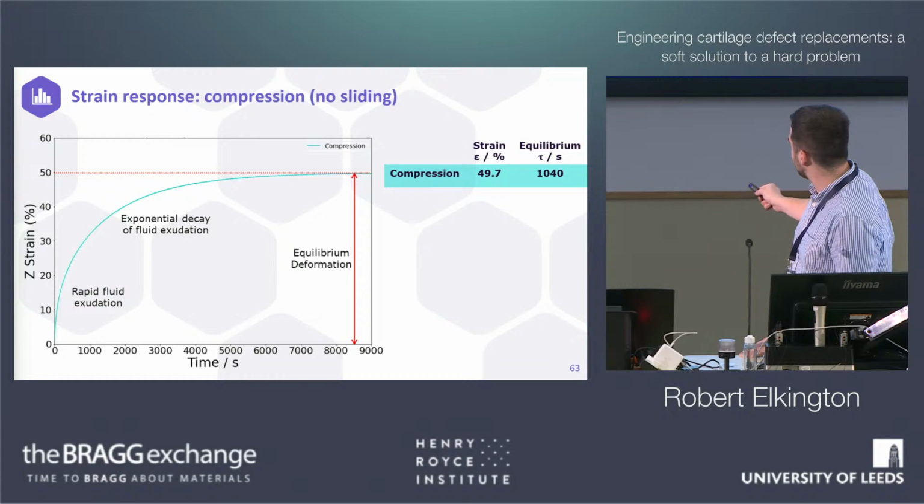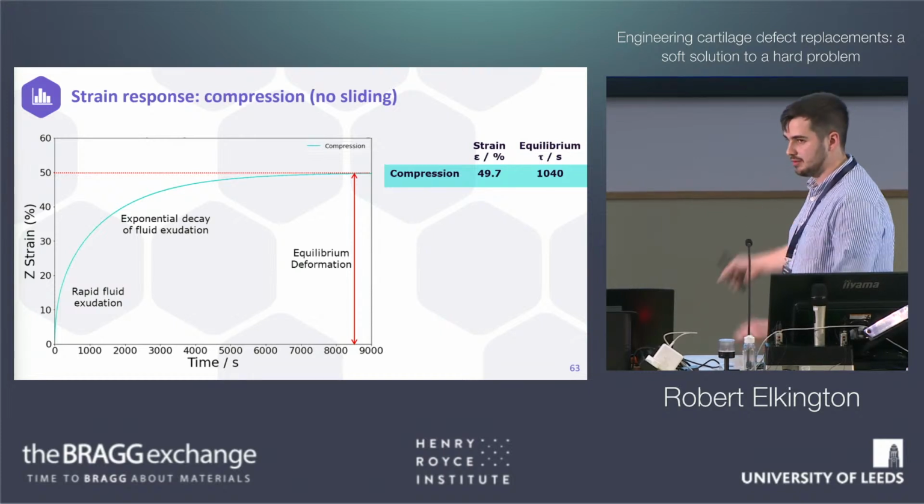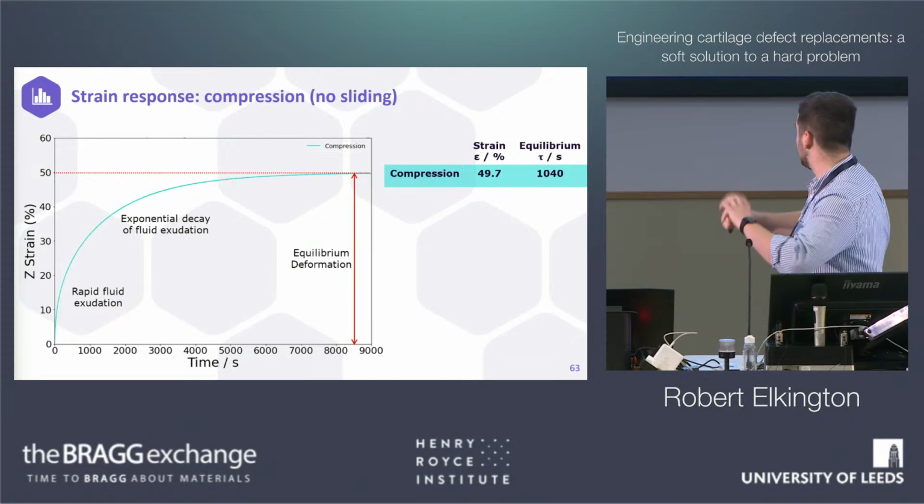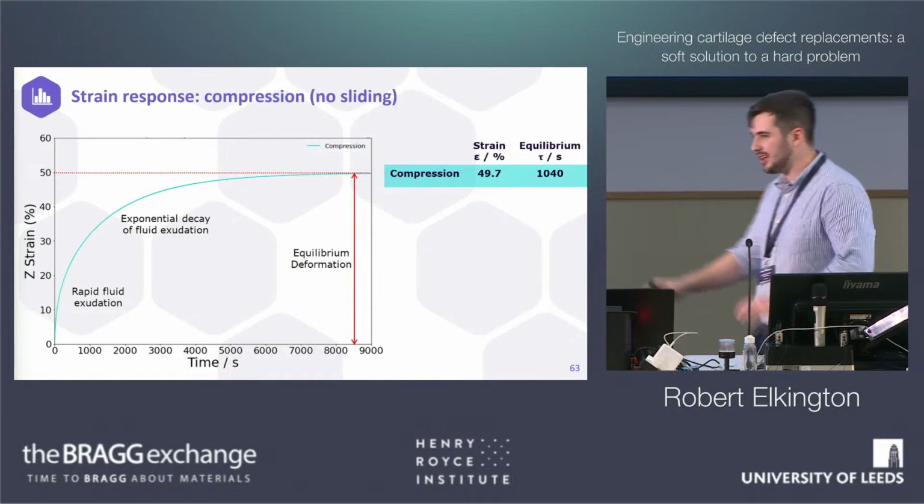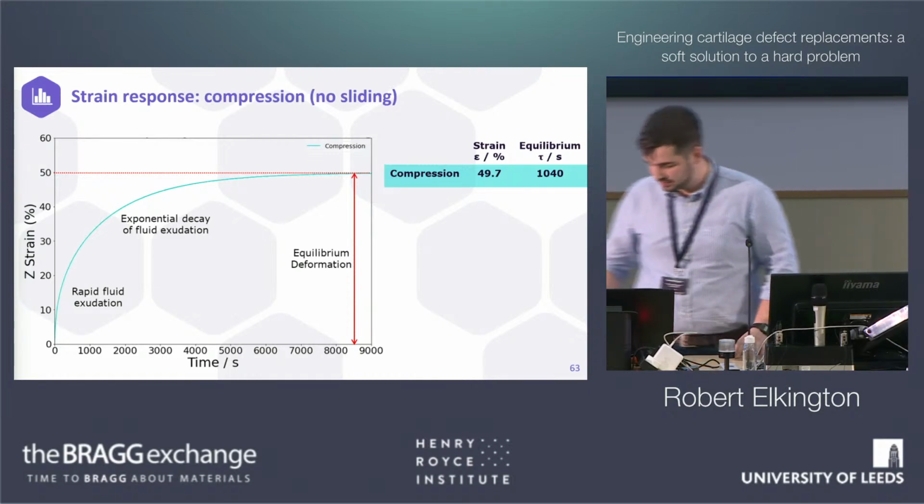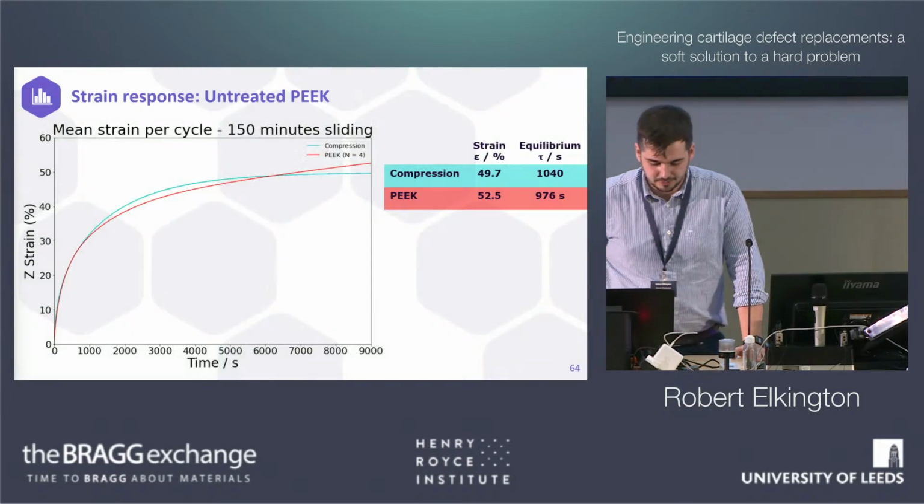So you get an exponential decay until you reach some equilibrium deformation, where the fluid phase is able to support whatever the remaining load is, and then that's also shared with the collagen phase. So we're looking to minimize this, really. Minimize both the strain and the time it takes to reach that equilibrium deformation. So with no sliding, we're getting about 50% strain in cartilage when loading it in this test setup.